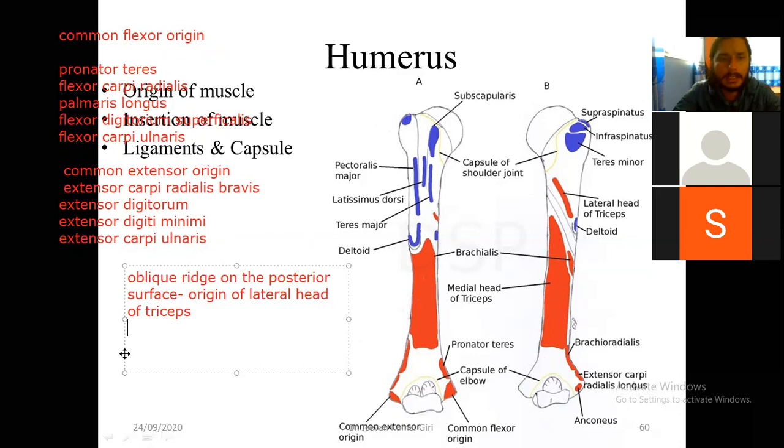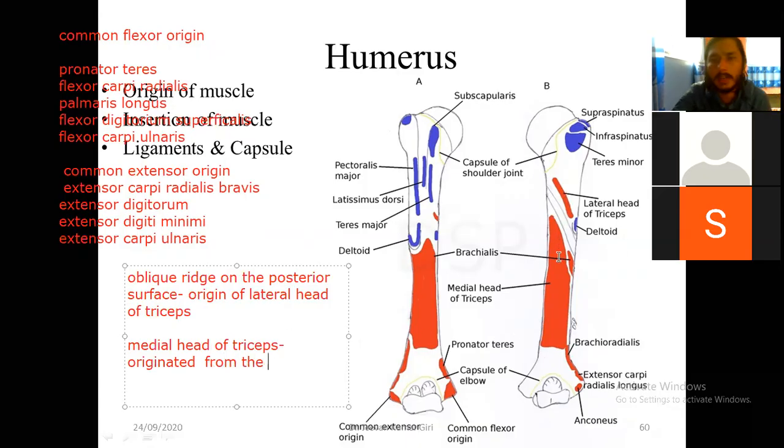Next is the medial head. The medial head of the triceps takes its origin from the posterior surface. Now see, the medial head of the triceps originates from the posterior surface.